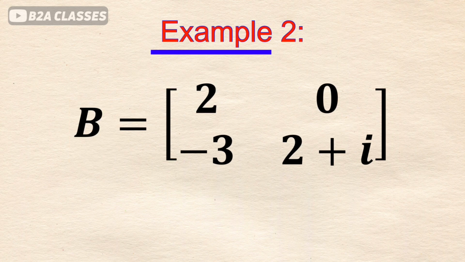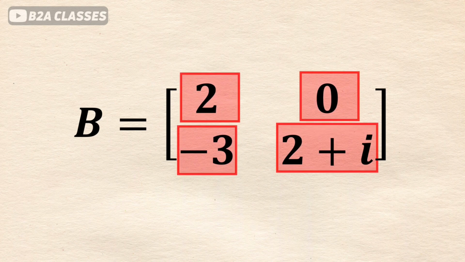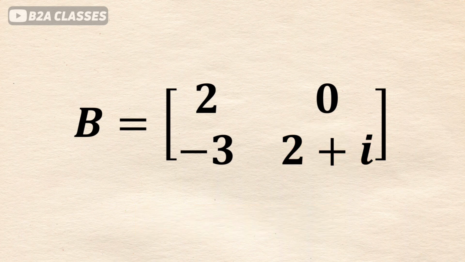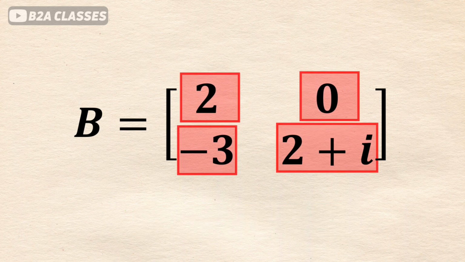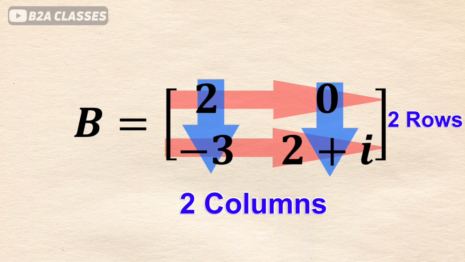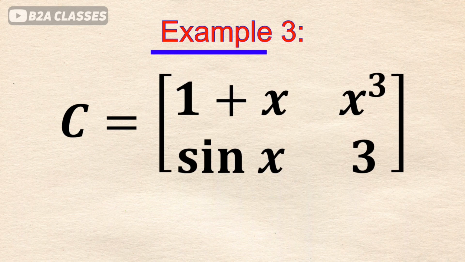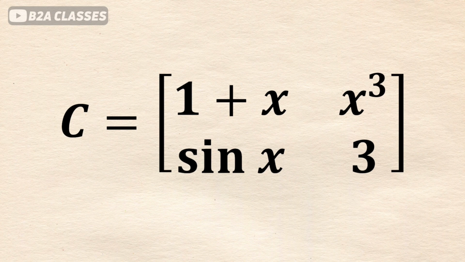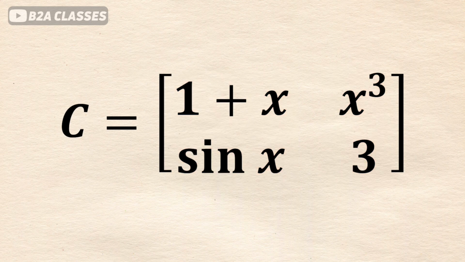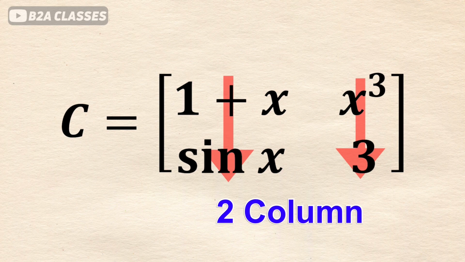So let's say this is matrix A. Now let's take another example for the matrix. In this matrix, every element is a number, and one of the elements is a complex number. This matrix has 4 elements, and you can see that the elements are arranged in 2 rows and 2 columns. Now we will take another example of a matrix. In this example, elements are in the form of functions or numbers. You can see most of the elements are in the form of functions and one of the elements is a number. And you can see that the matrix has 2 rows and 2 columns.